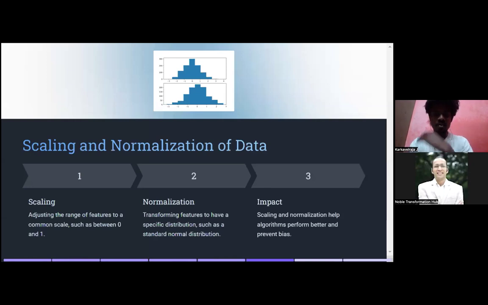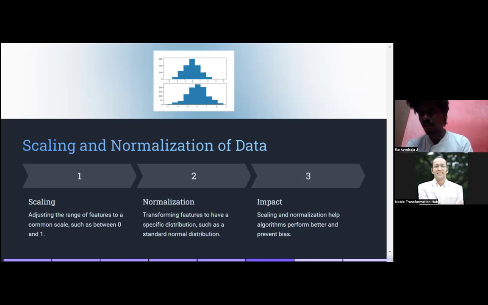Next is scaling and normalization of data. Scaling, I think we have already discussed this. In order to make the model generalize, we need to go for scaling so that we can avoid bias in the model. First is scaling: we adjust the range of features to a common scale, such as 0 to 1, making all the data be in the same scale so that the model can understand everything in the same manner. Then normalization: transforming features to have a specific distribution, such as the standard normal distribution.